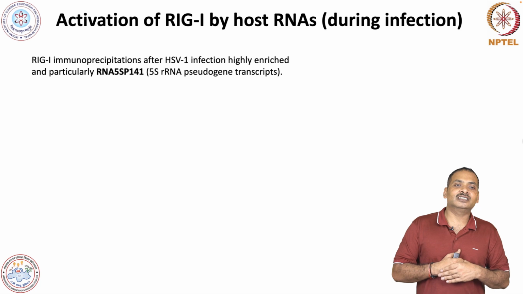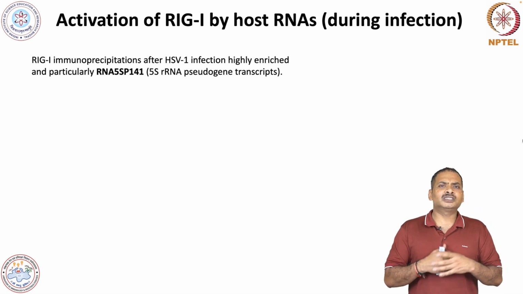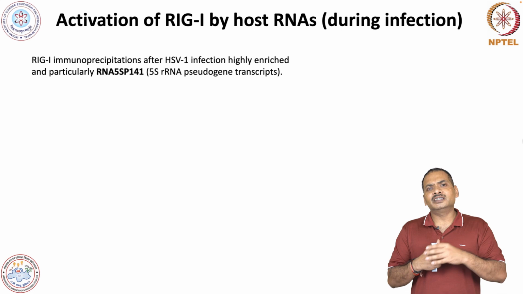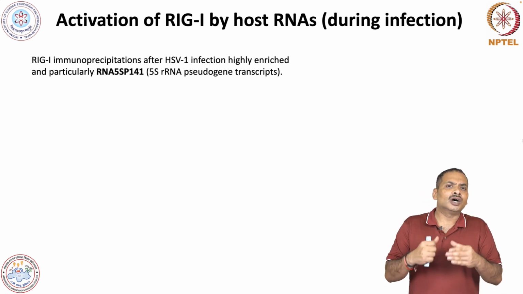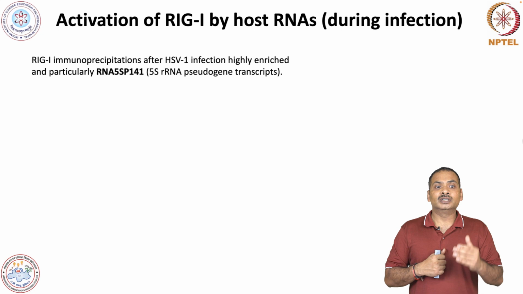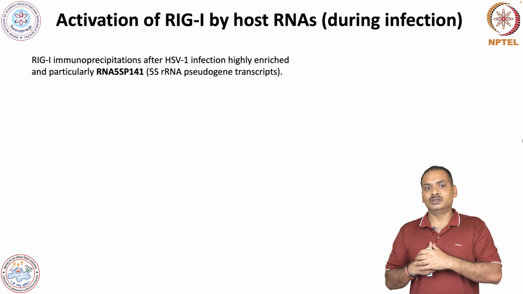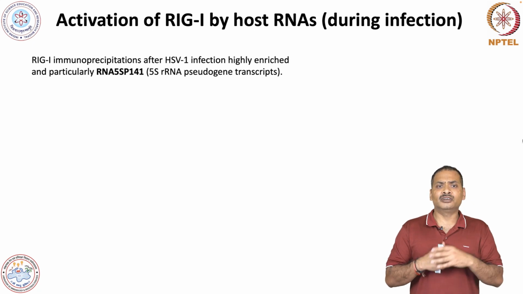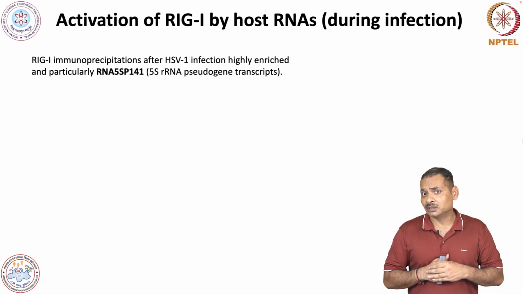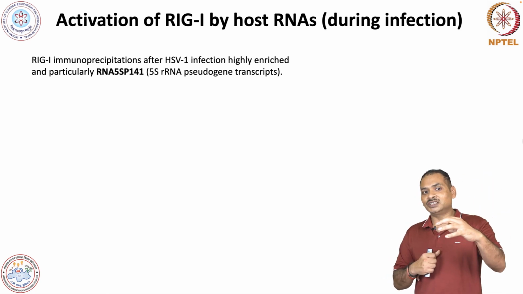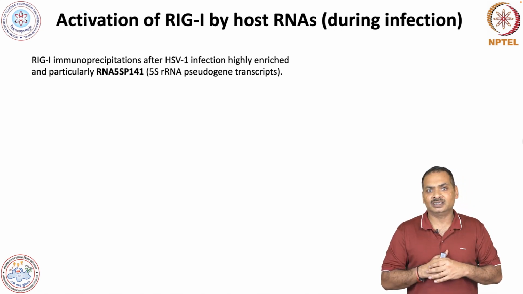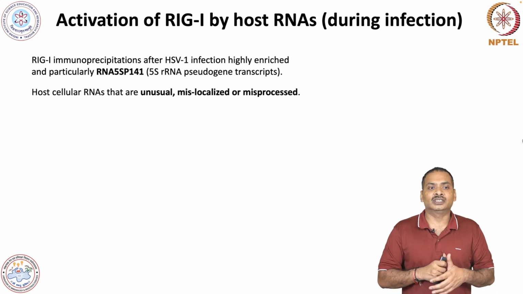So, here you can see that after herpes simplex virus infection, people found out that RIG-I is strongly associated with our own RNA molecule. And this RNA molecule is RNA 5SP141. This is basically a 5S ribosomal RNA, and this 5S ribosomal RNA is basically a pseudogene transcript. So, you can understand, due to this virus infection, RIG-I started binding or recognizing the host 5S RNA, and that will cause activation of signaling.